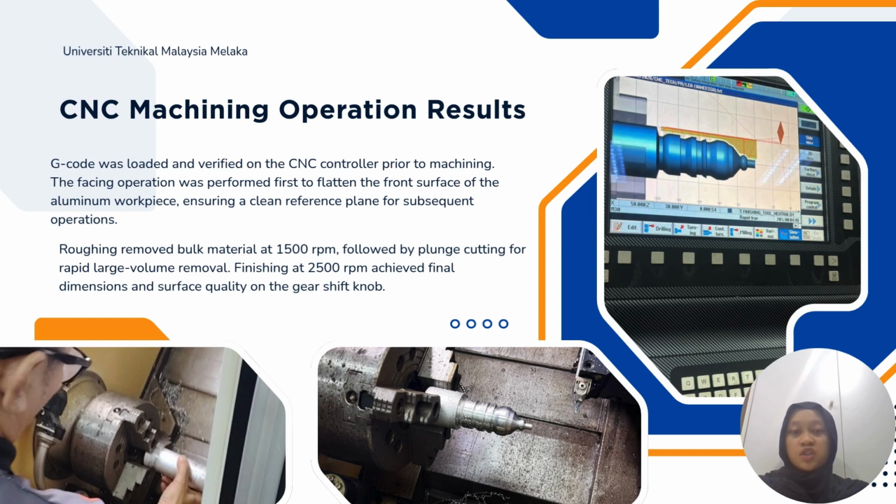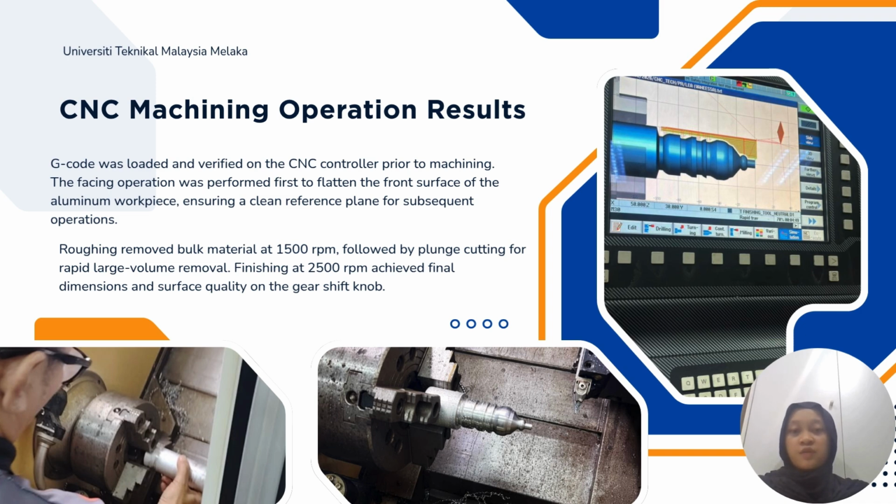So the first machining process was the facing operation. Facing was done to create a flat and smooth front surface on the aluminium workpiece. This flat surface acts as a reference point for all the following machining operations.